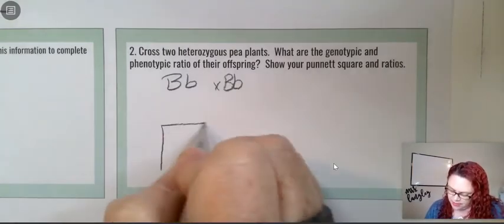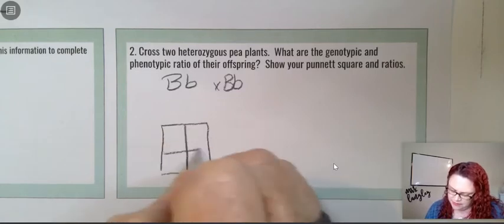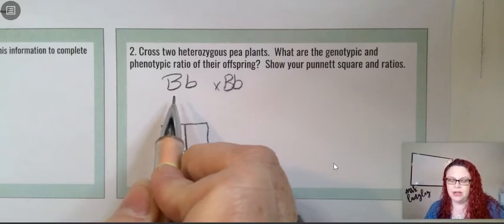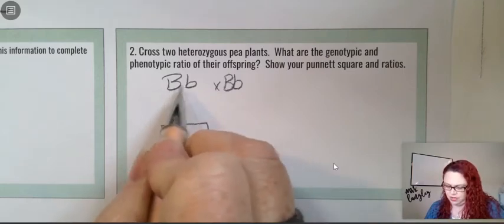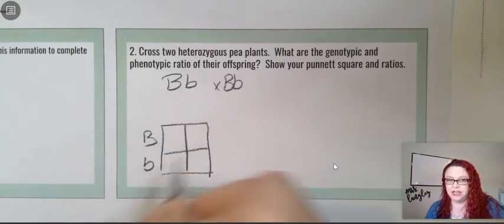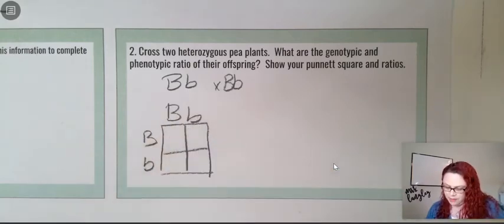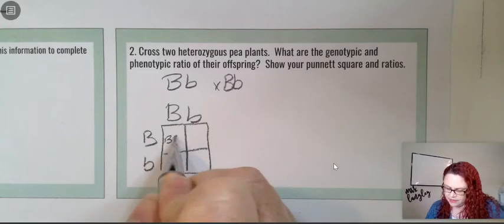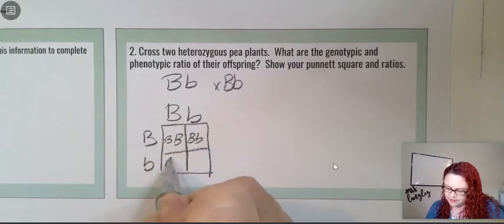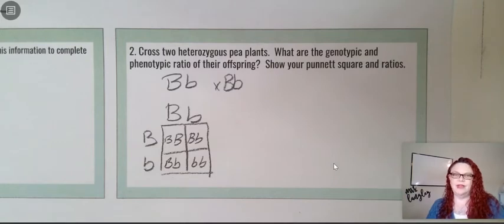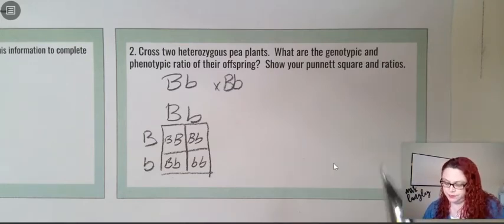So I'm going to draw my Punnett square. My gametes: I have two letters here, which means my gamete is going to have only one letter, and it could get a big B or a little b. Here, same thing. I can get a big B or a little b. Now I'm going to pull all my information back together. And now I need to show my ratios.